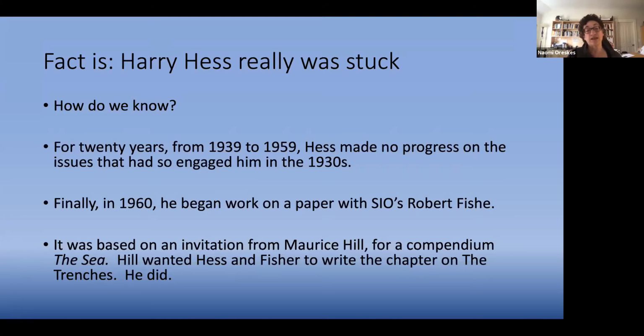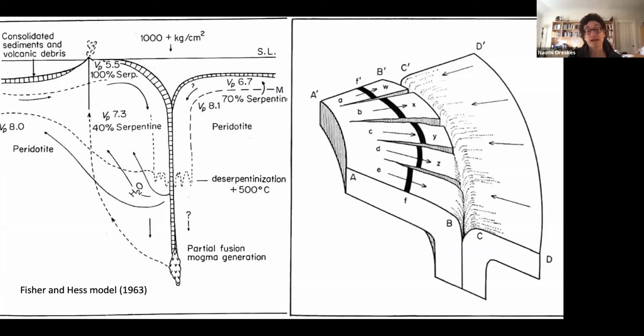And it's based on an invitation from Maurice Hill, the British oceanographer in geophysics, who's writing a big compendium called The Sea. Hill wanted Hess and Fisher to write the chapter on trenches, and they did. Here's the picture that they published in 1963. It's definitely got more detail than what we saw in 1938. He's added a lot of information about what he thinks the rock types are. He's added the seismic velocities, and he's added the density of the rocks that would correlate with those seismic velocities.